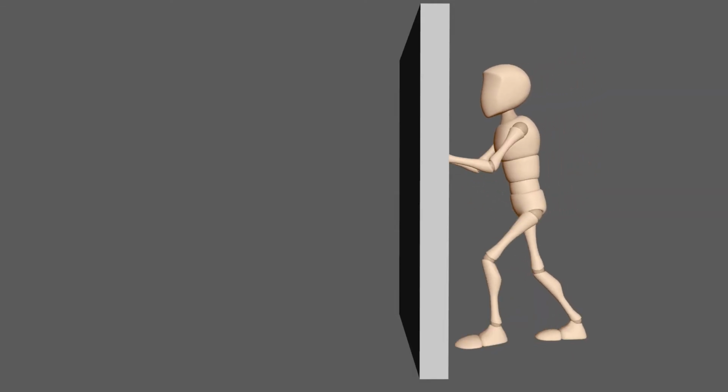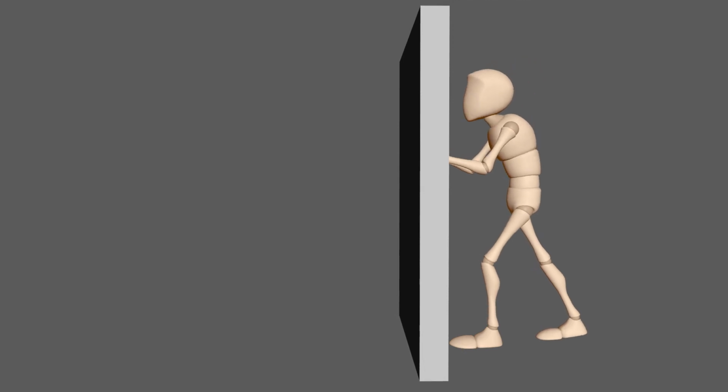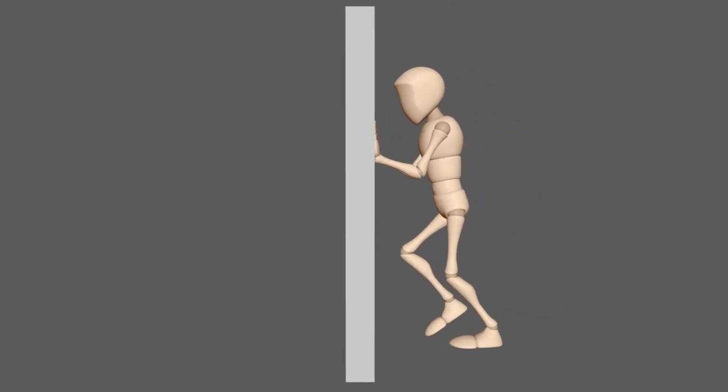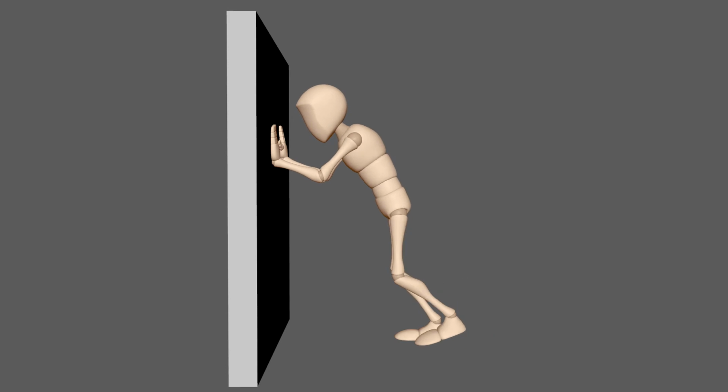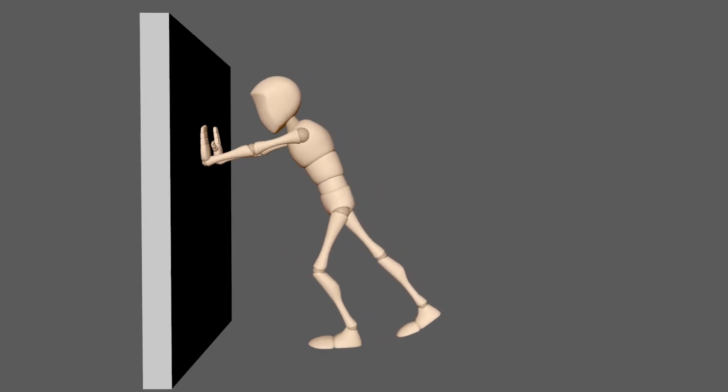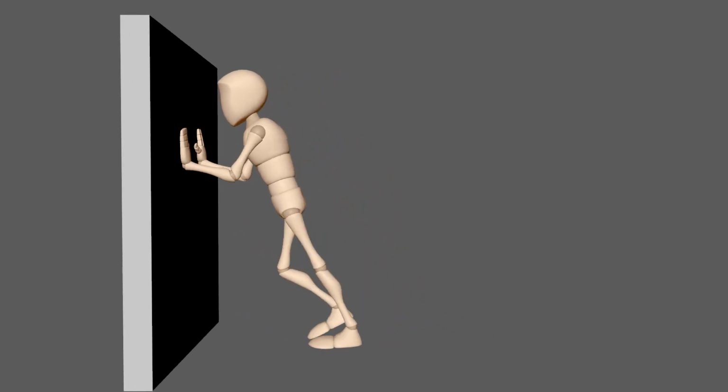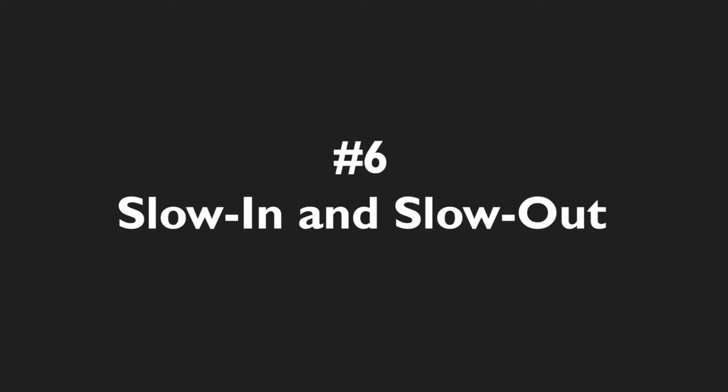When a character is pushing a large object, the object will initially move slowly, have a high number of frames, gain acceleration or momentum, containing fewer frames, and then slow down again as the character loses strength, have a high number of frames again. This process is called slow out and slow in.